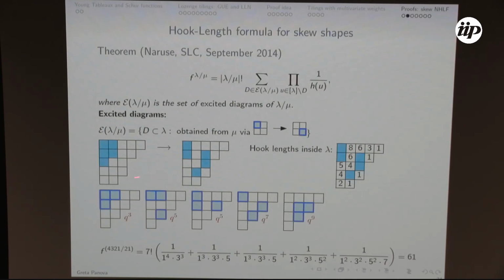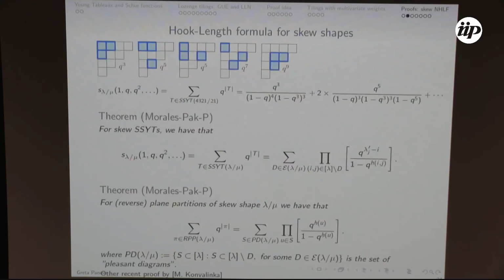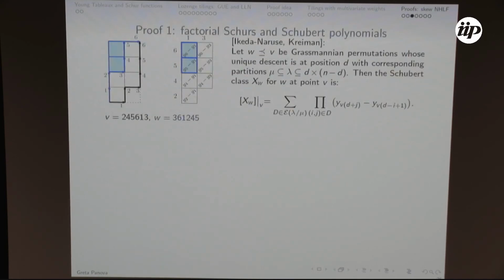So what are these excited diagrams? They are all the possible ways we can move the boxes of mu inside lambda, sliding them along their diagonals without passing each other. So these are all the possible excited diagrams. For each of these excited diagrams, we take the product of the hooks of the boxes that are in the diagram. We get this sum over all possible configurations, and we get the number of skew standard Young tableau. And then there are generalizations. You can put powers of q and so on, so I'm not going to go into these details.